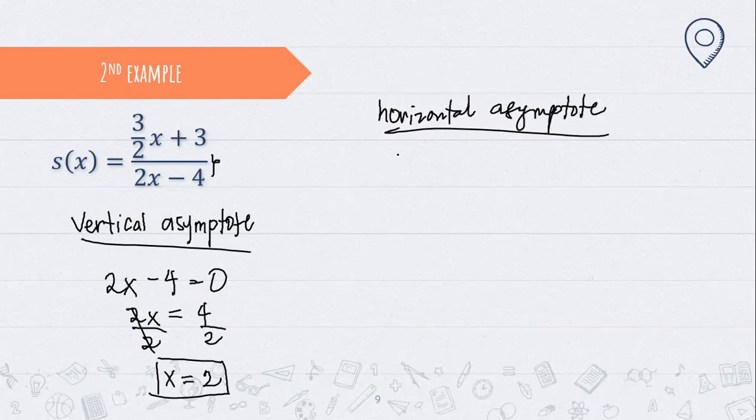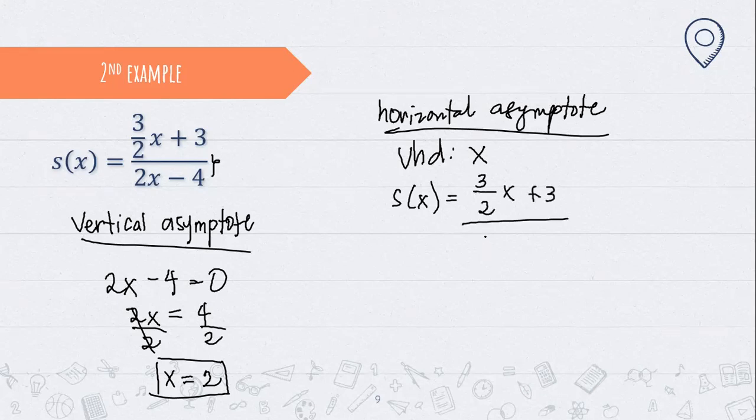Okay. What is our variable with the highest degree? X po, sir. X lang ha, walang numerical coefficient na kasama. Sige. So, S of X is equal to 3 over 2x plus 3 all over 2x minus 4. Divide all the terms with x.